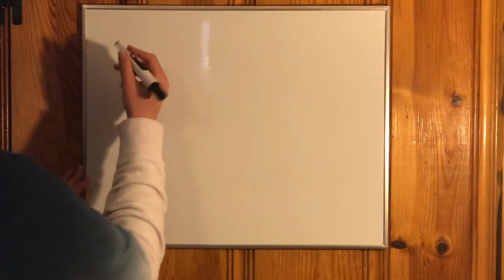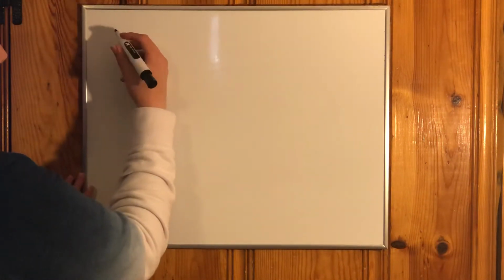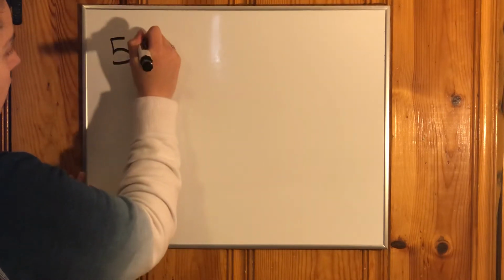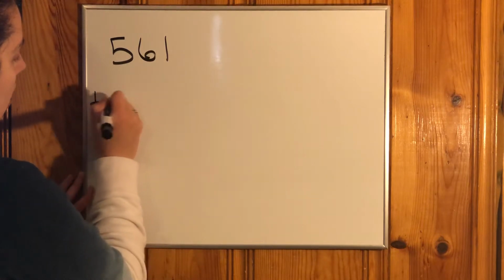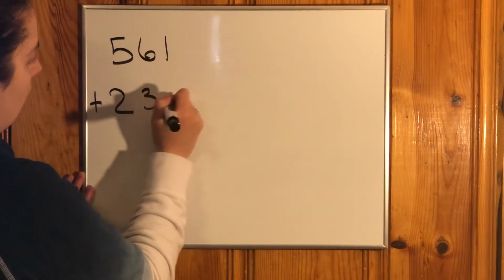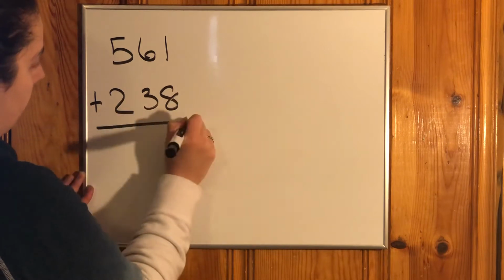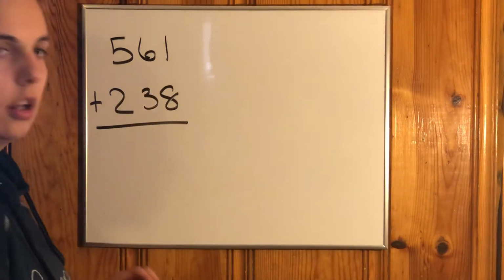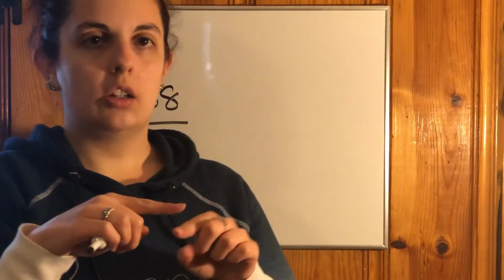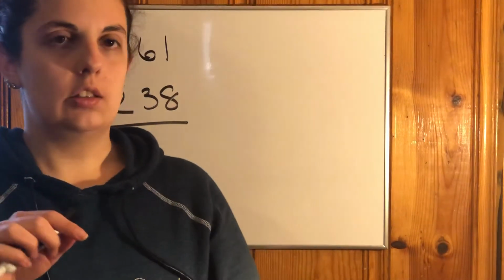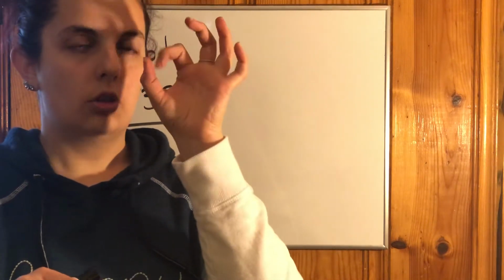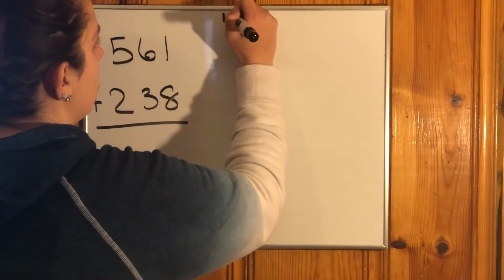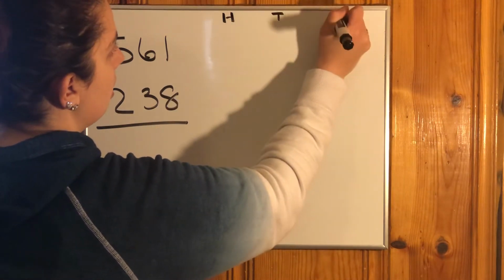Okay, so let's add 561 plus 238. So just like last time, I'm going to make my hundreds, tens, and ones chart. Now remember, the big squares are hundreds, the sticks are tens, and the little cubes are ones. Okay, so hundreds, tens, ones.